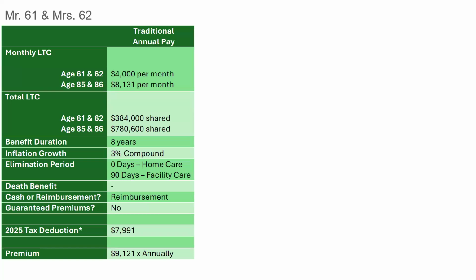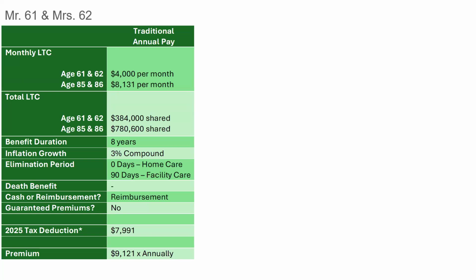This is a shared plan, so it's 8 years. Benefit duration is 8 years shared, so maybe that's 4 years each, or maybe one passes away without having a need and the other has an 8-year claim. Who knows? But it's 8 years any way you want to divide it that they can use to pay for the cost of care. Again, the inflation growth is a 3% compound.